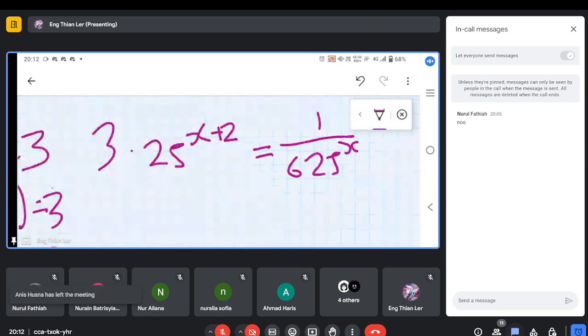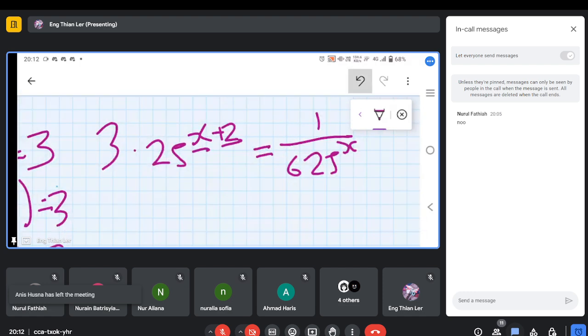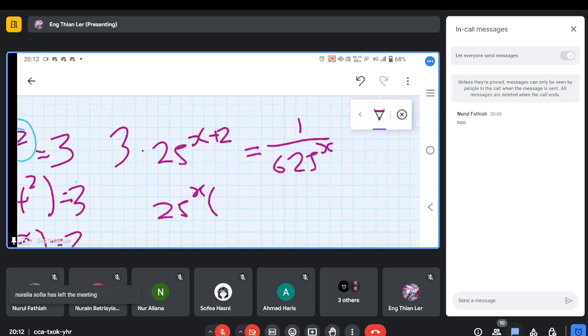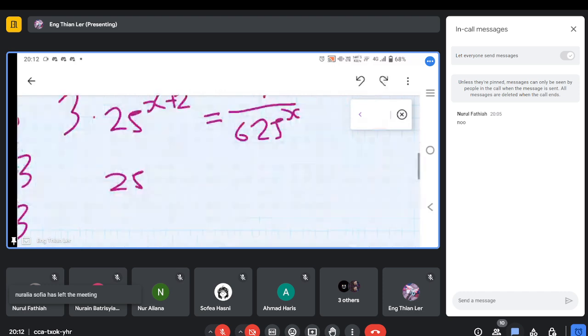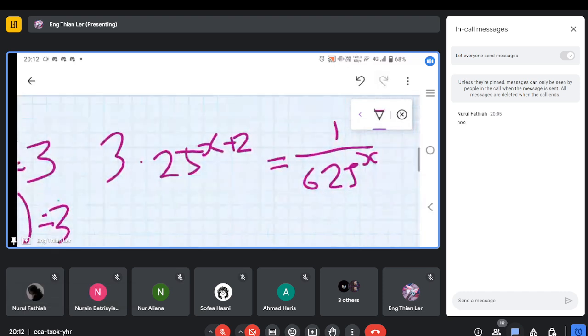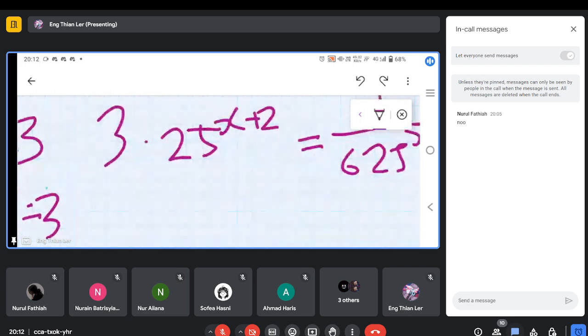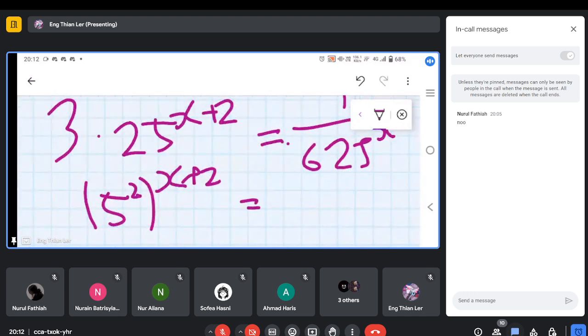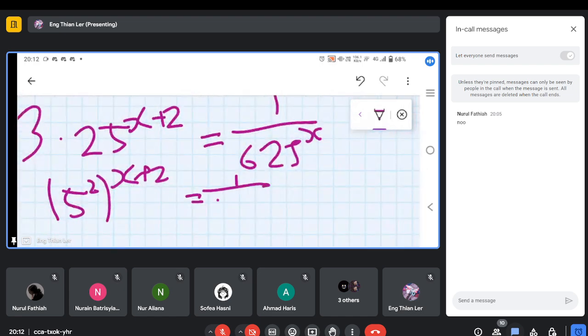Okay, so now it's the same thing. We need to separate the x and 2. But first, I think we have a more important thing to do. Look at the base 25 and 625. Every time we look at the question, we must look at the base first, and then we solve this thing. So we know that 25 is 5 square, and 625 is 5 to the power of 4.